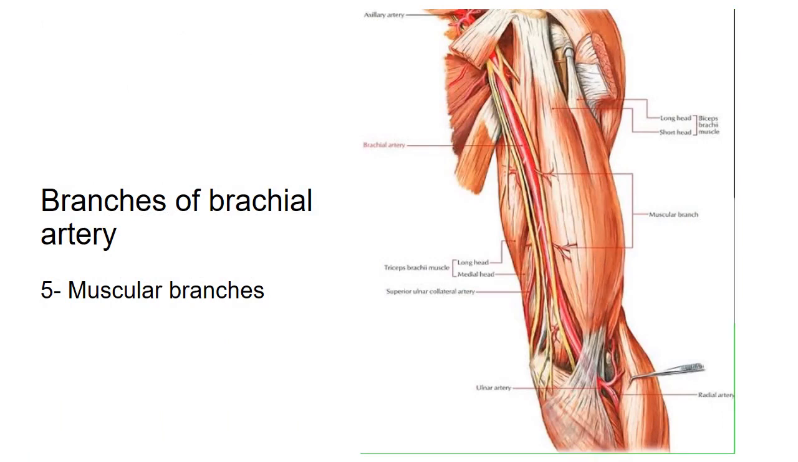Lastly, we have unnamed muscular branches of the brachial artery, which are clearly seen in this image. These are all the unnamed muscular branches of the brachial artery, which are supplying muscles of the arm. The small ones are the unnamed muscular branches of the brachial artery. That was all about the course, origin, relations and branches of the brachial artery.